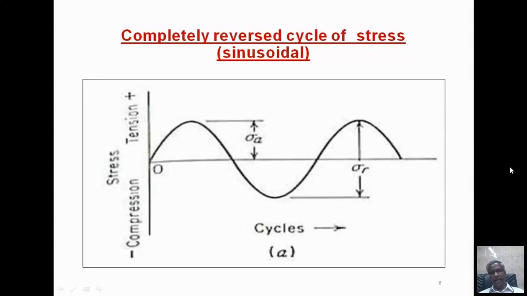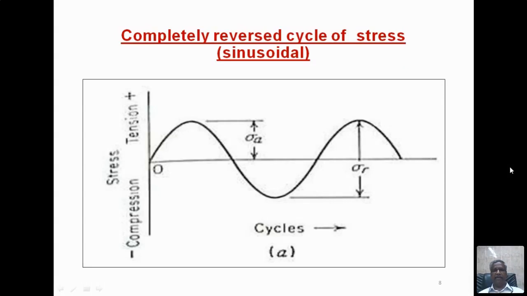So the magnitude of the stress is the same. The magnitude is the same, but the direction is different. Two different directions, tension and compression, but the same magnitude. Please understand, the magnitude means the value of the stress. If I fix 200 megapascal plus, then in the completely reversed cycle, the compressive stress also will be 200 megapascal, but in the opposite direction, minus 200. So this is known as the completely reversed cycle.